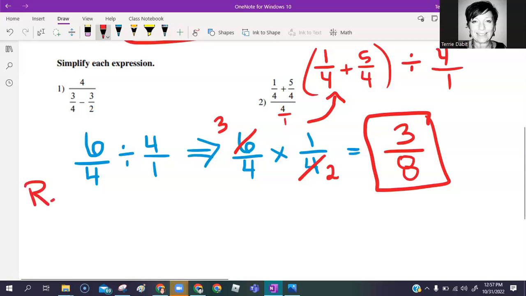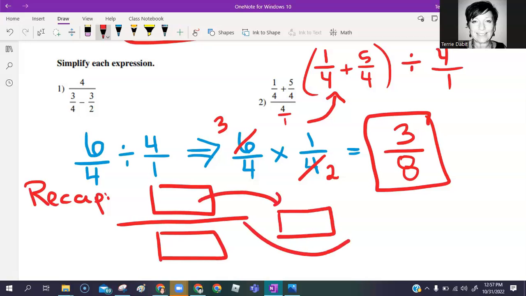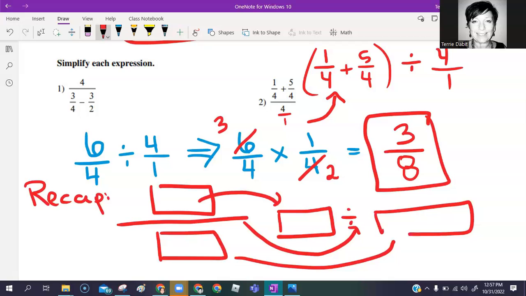Just for a recap, you will have something going on the top divided by something going on the bottom. All you're going to have to do is do this problem, change this to divide, do this problem, whatever that might be, and then from there, use keep, change, flip. It's a lot easier when you write them horizontally instead of looking at them vertically.